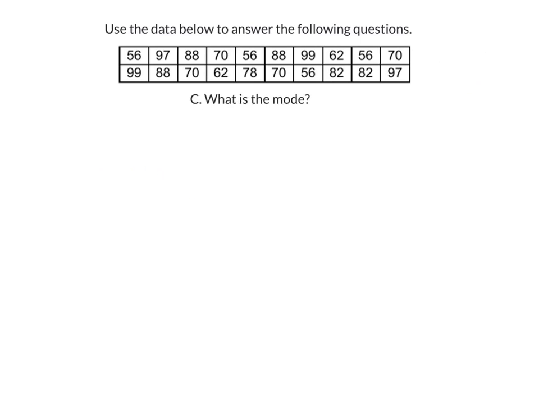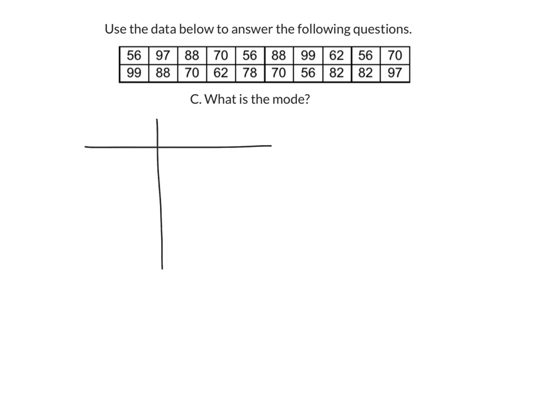Use the data below to answer the following questions. C. What is the mode? The mode is the value that occurs the most often in the data set. In order to find the mode, we're going to first create a frequency distribution.